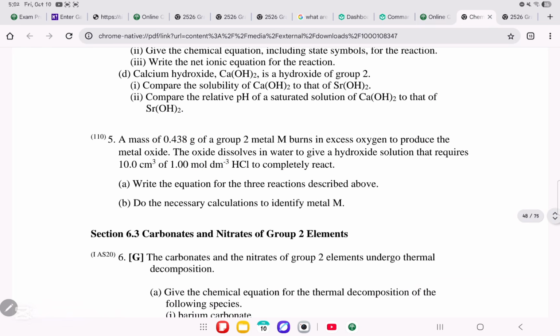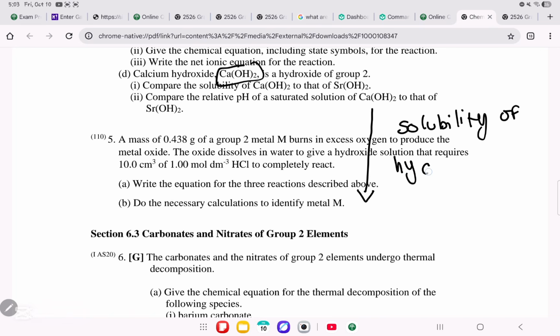Part D, calcium hydroxide. Calcium hydroxide, Ca(OH)2, is a hydroxide of group 2. Compare the solubility of Ca(OH)2 to that of Sr(OH)2. What you need to know is that as we go down the group, the solubility of hydroxides, which are the M(OH)2 hydroxides, increases.